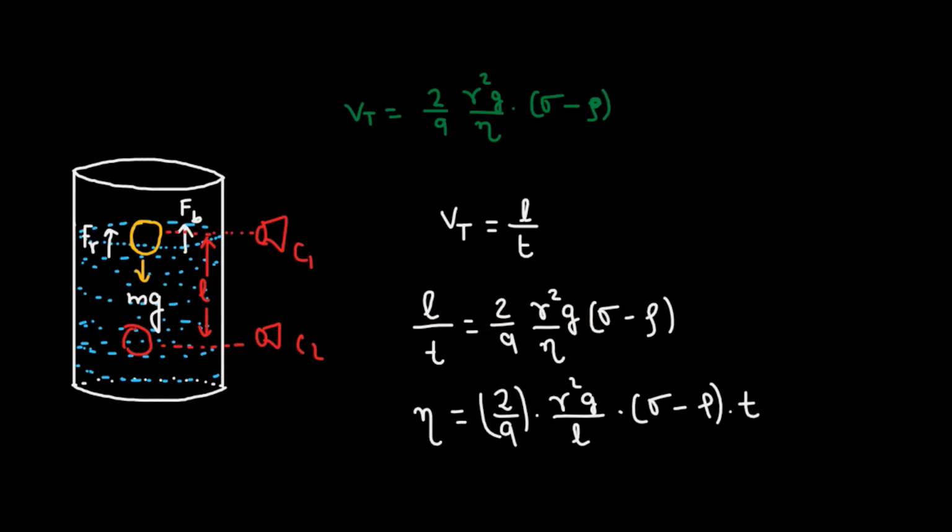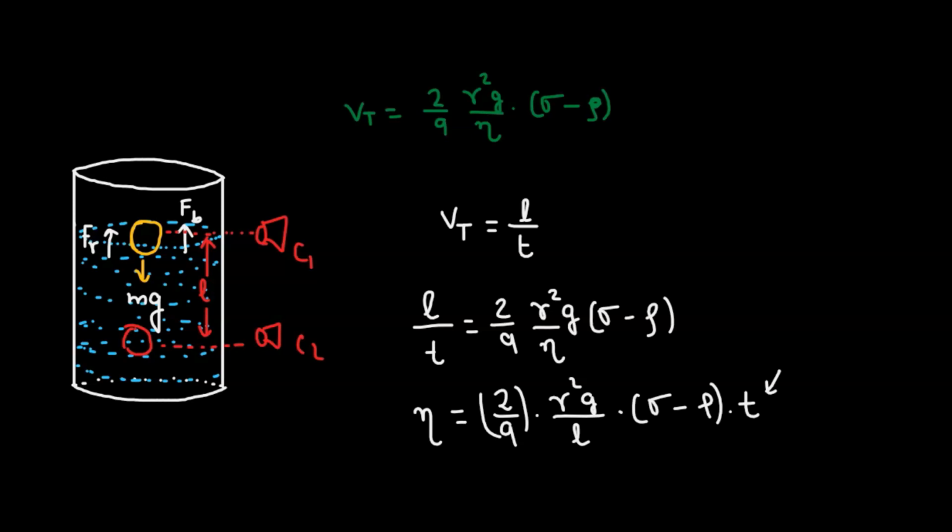Now in this equation, 2 over 9 is a constant, the radius r of the spherical ball is known, g is also known, the distance L can be fixed, and the sigma and rho values can also be known. That means all we have to do is measure the value of this particular time t accurately, then we can measure the viscosity of the liquid, and that is given by eta. So this is the falling body viscometer problem. Using this, we have measured the viscosity of a liquid by first setting up the equation of motion, which is a first order differential equation.